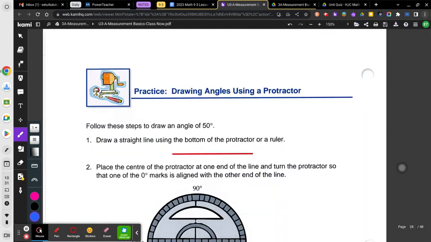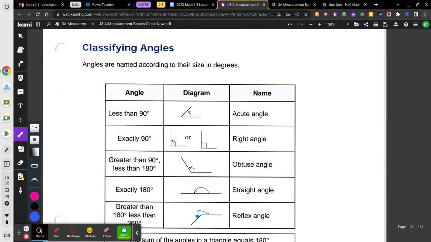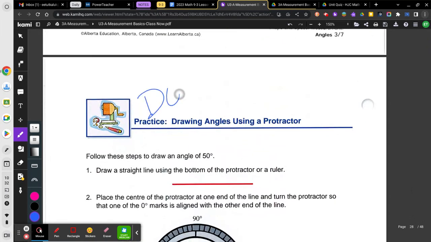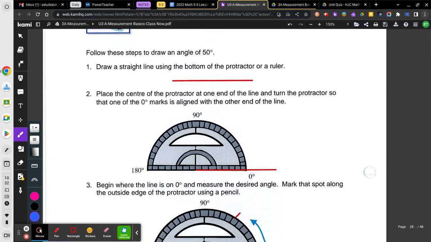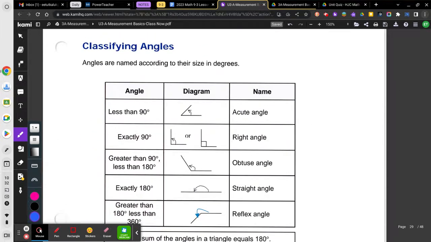Turn your page, please. We're jumping into classifying. So you're going to skip a page. This is the page you're going to do. So this is practice. You're going to do this page. And then we're jumping to this one. Okay, classify. This is our last page.